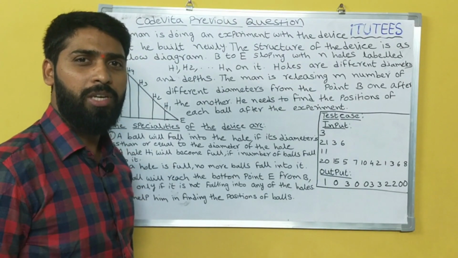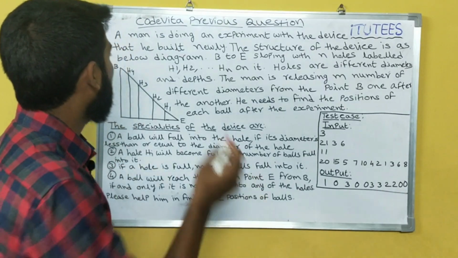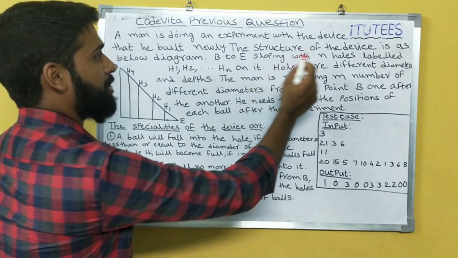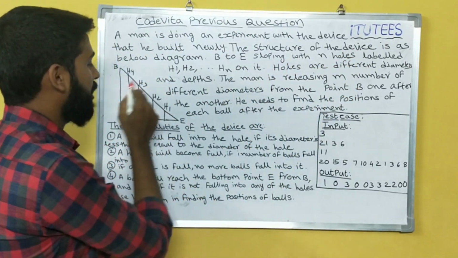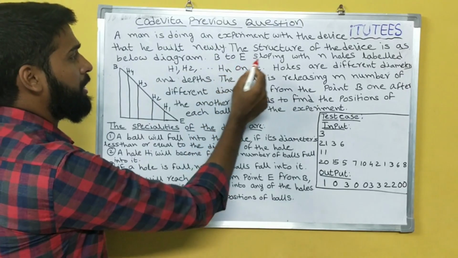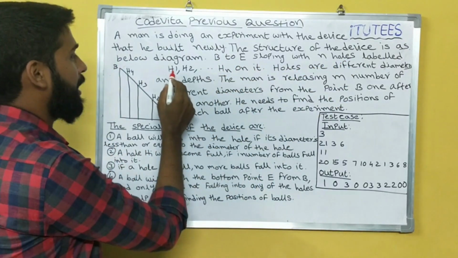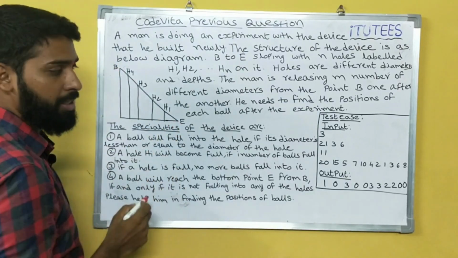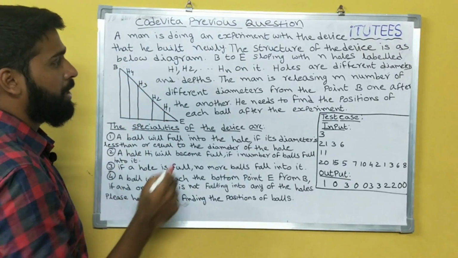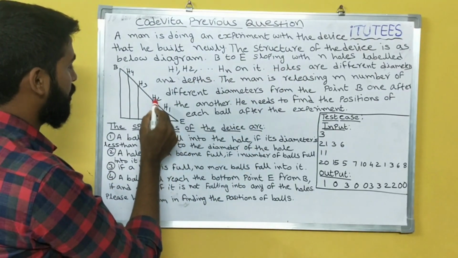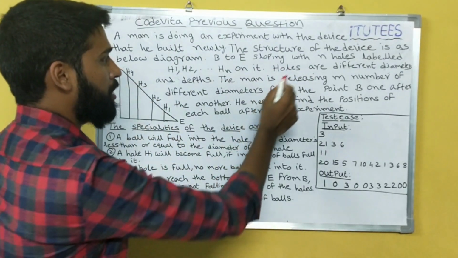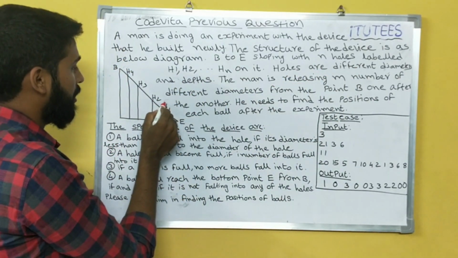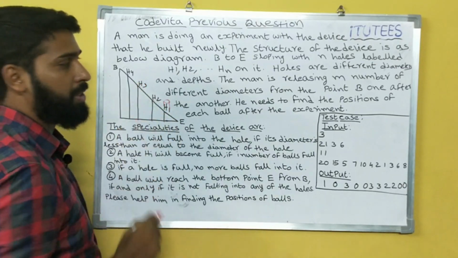So now we are going to see one code with a previous question. A man is doing an experiment with the device that he built newly. The structure of the device is as in the below diagram. It seems like this. So BE sloping with N holes labeled H1, H2 up to Hn. That means this is the B, this is the E. So this is the sloping and the holes are H1, H2, H3, H4. The holes have different diameters and depths. That means each hole has a different diameter and a different depth.